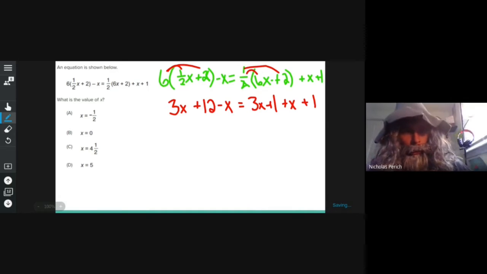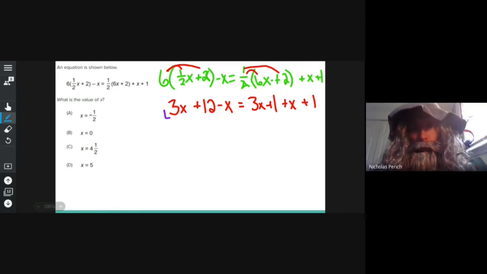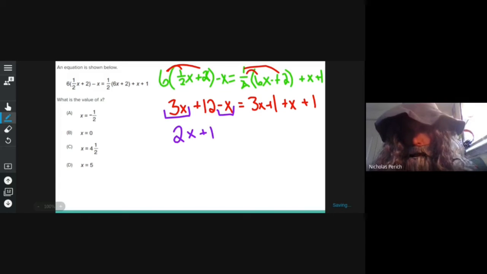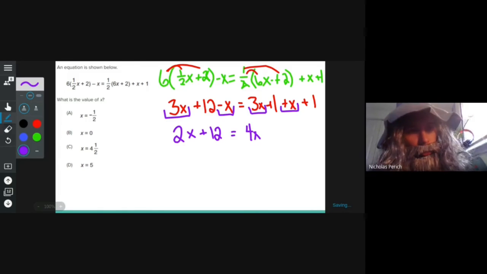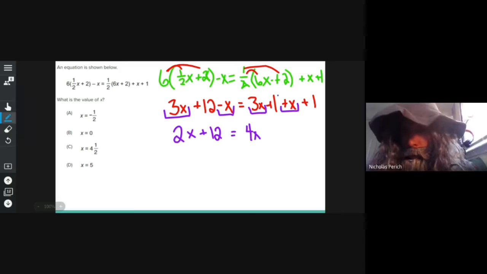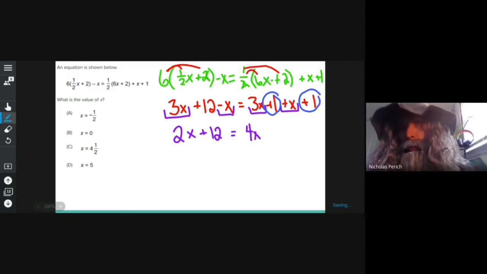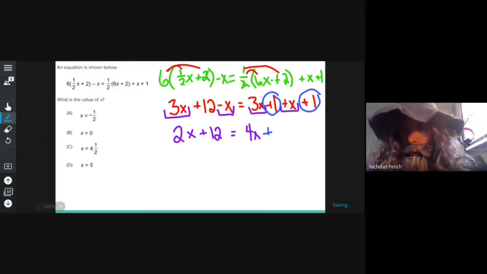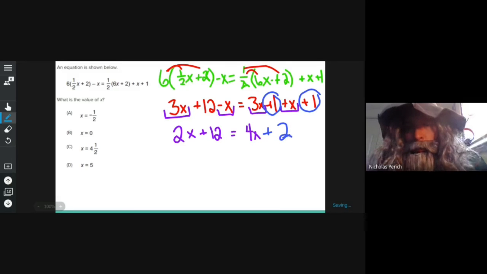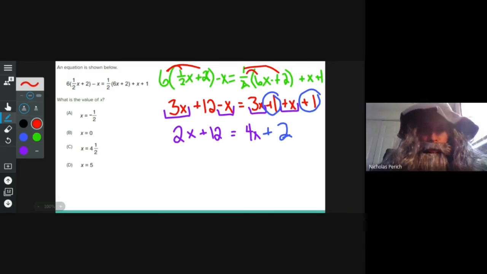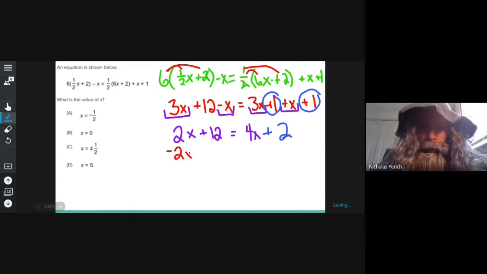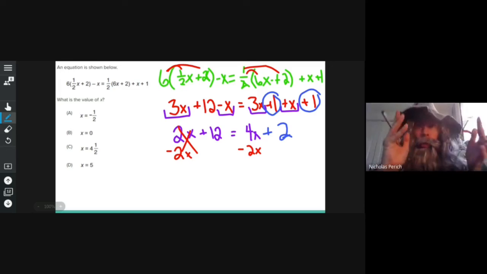Now I shall combine all the terms on the left. I have 3x minus x, and that gives me 2x plus 12. I have 3x plus x, and that's going to equal 4x plus 1 plus 1, 2. It appears to me that I have 2 Zinkdorfs on the left, and I shall remove it from the 4 Zinkdorfs on the right. Zinkdorfs, of course, a troll from the north.